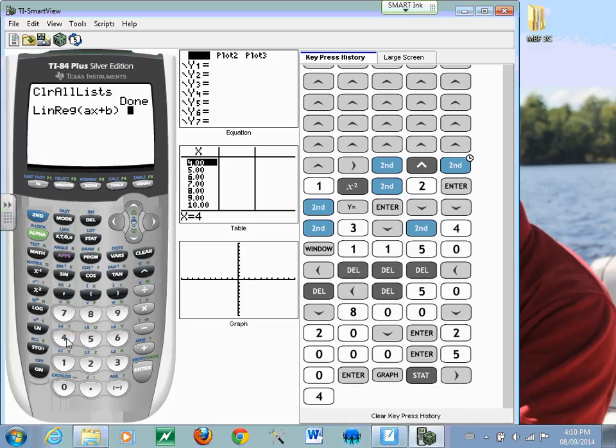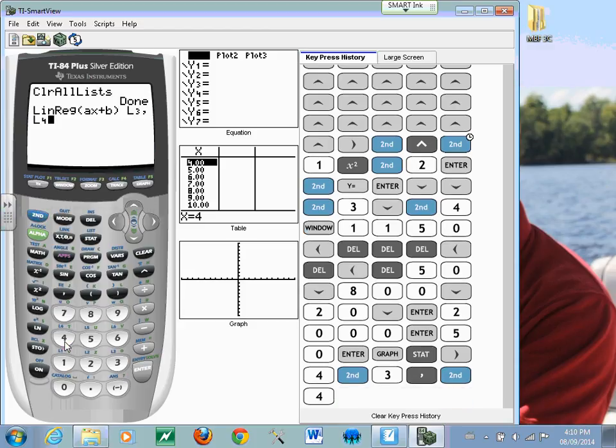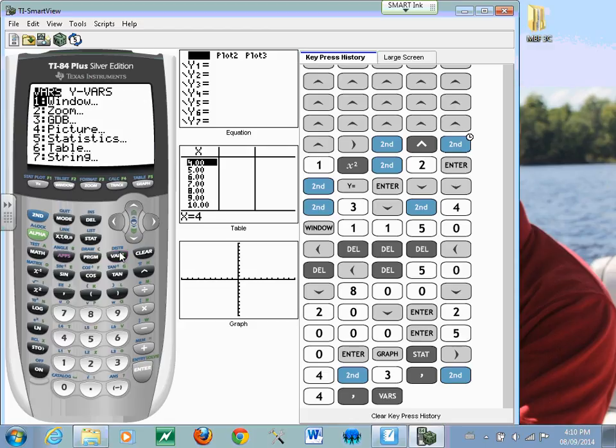It says we have to enter in where are we doing the linear regression, from what two data points. So we're going to do our column L3. So it's going to be second 3, comma, second or L4. Okay. And what we want to do is then say, hey, I want it in an equation, so I'm going to go comma, and then I'm going to press a different menu called the vars menu. I'm going to go over to yvars, and I'm going to hit enter and enter.